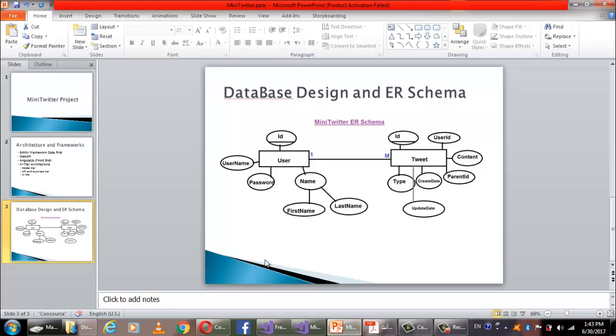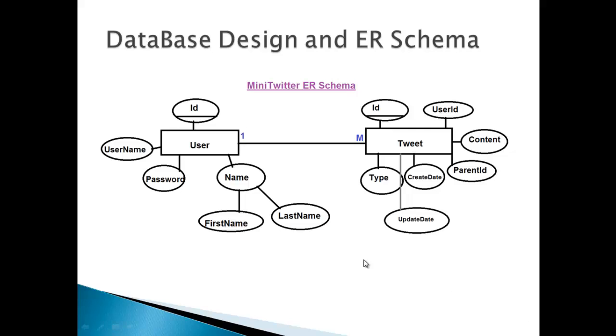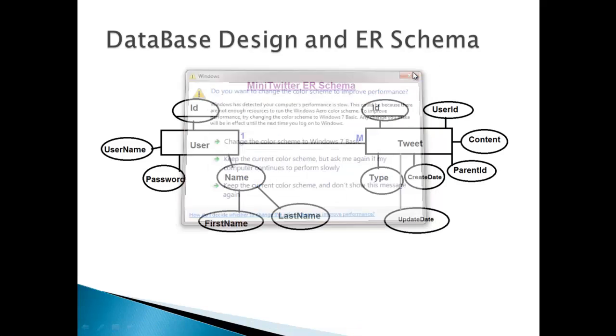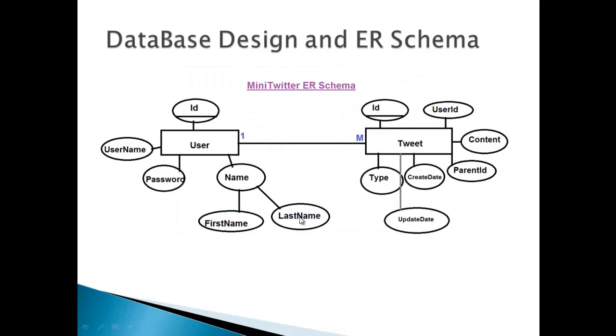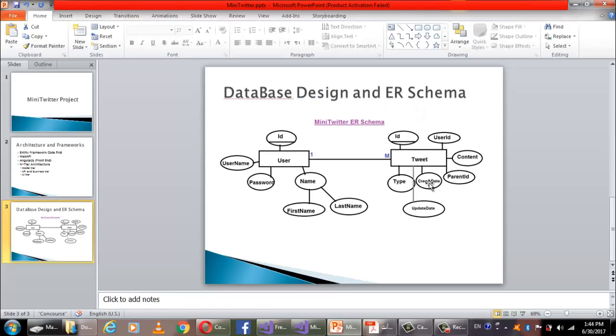If you remember our ER schema, from our first video, we designed the ER schema. We have two entities, user entity and tweet entity. Each entity contains different fields: ID, username, password, name, and content, parent ID. Let's start with creating the user entity.